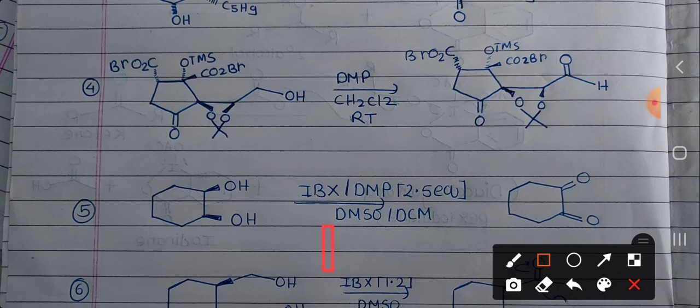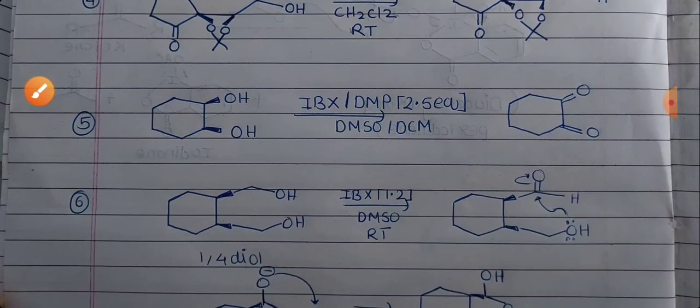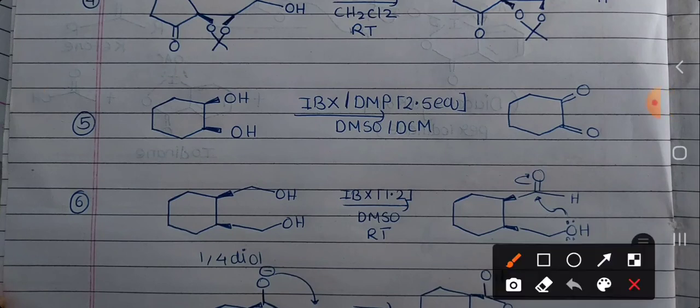And this fifth example is quite interesting. Here either IBX or DMP is used. Here you can see the special thing given over here, that is 2.5 equivalents of DMP or IBX, that will convert both alcohols. If only one equivalent is given, then only one OH will get converted to the ketone. But here with 2.5 equivalents, it means that excess DMP and IBX is given, so it converts both alcohol groups to the ketone. These are both secondary alcohols, so they will get converted into ketones.